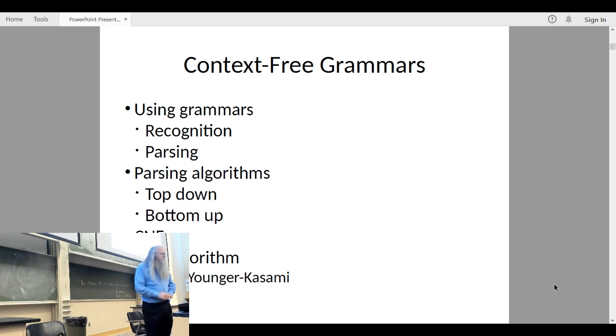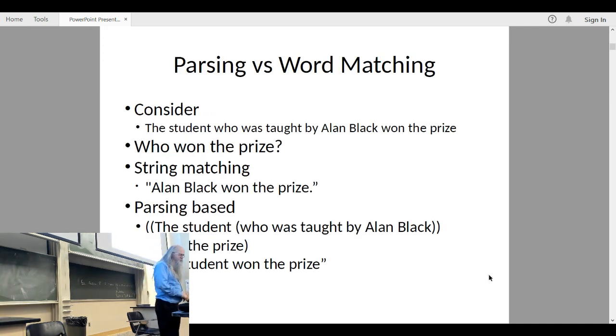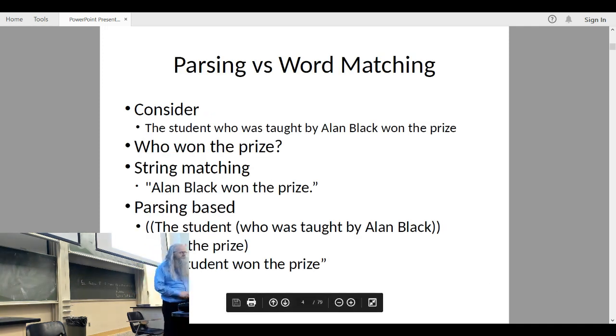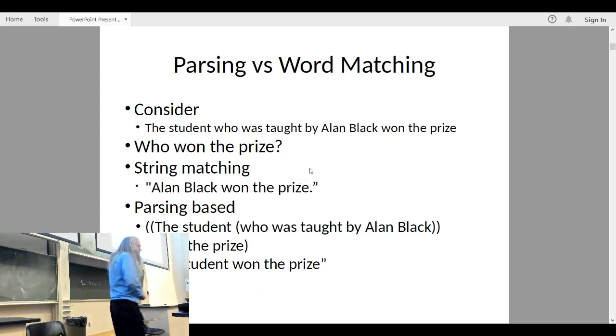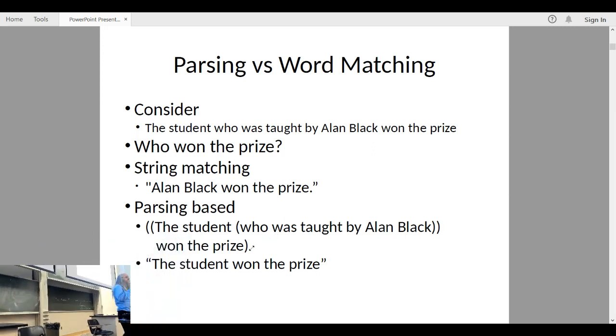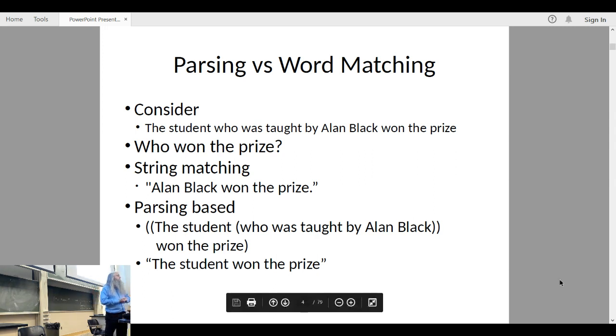Okay, let's think about this sentence. The student who was taught by Alan Black won the prize. Now, I have to first admit that I did not construct that sentence. I don't know why you might think that I would have, but I didn't. But it's there now. So look at that sentence. The student who was taught by Alan Black won the prize. Who won the prize? I'm going to ask you that, even though it's written on the slide.